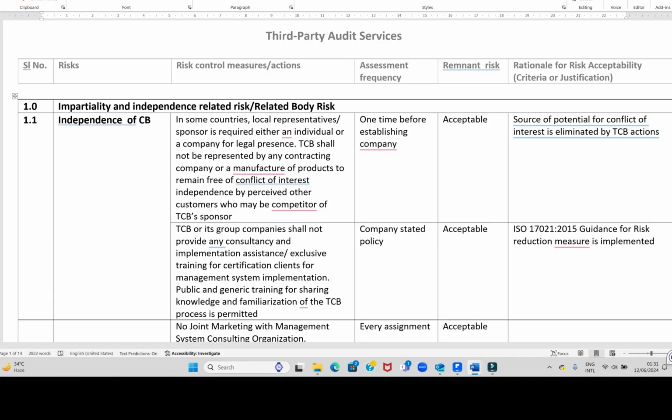I've given an example. One certification body from Germany became a partner of a company which they had initially certified. That Indian company was also a German company before. So that German division was certified by the German certification body, but they became a partner in India. So they had to discontinue their certification. These are the impartiality and independence related risks.